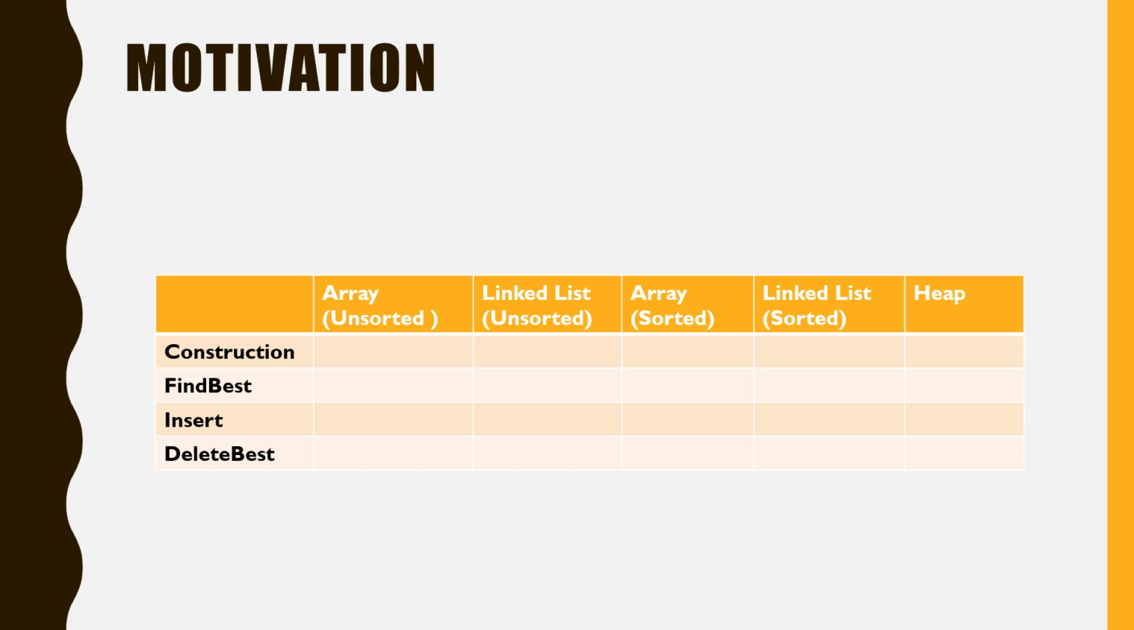We will analyze the time complexities of the construction, find best, insert, and delete best operations for each of these data structures. We will also compare them with the time complexities of those operations when using the heap data structure. This will highlight the advantages of using a heap for handling similar situations. Finally, we will introduce the fundamentals of the heap data structure, covering its key properties and basic implementation.